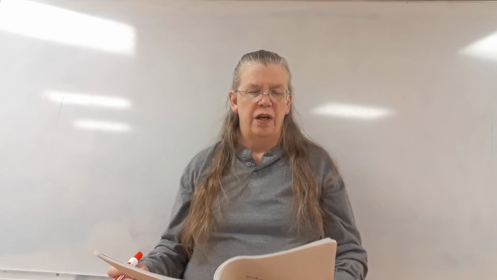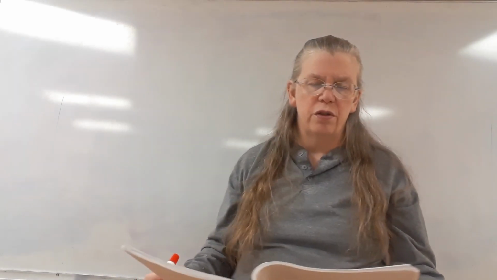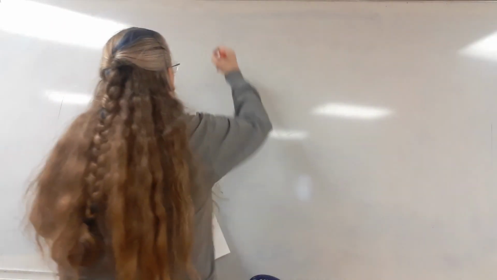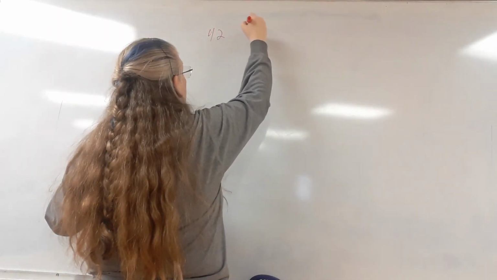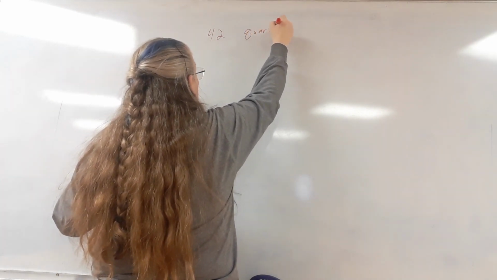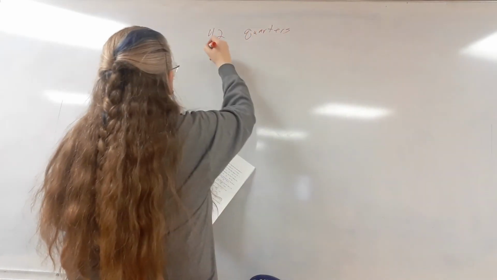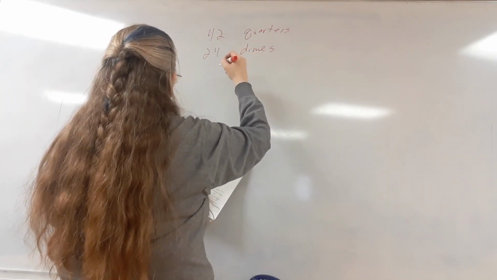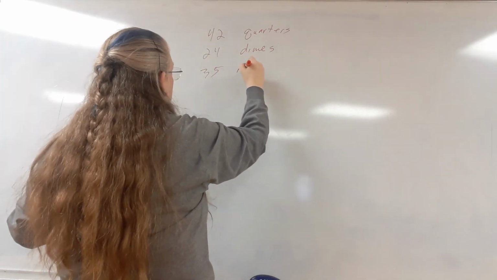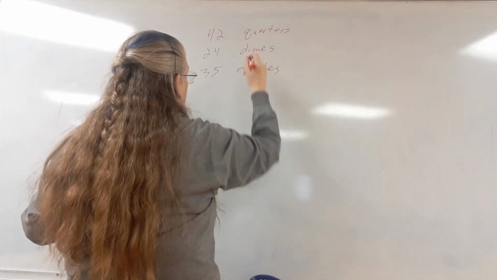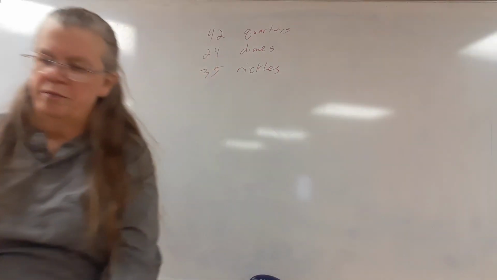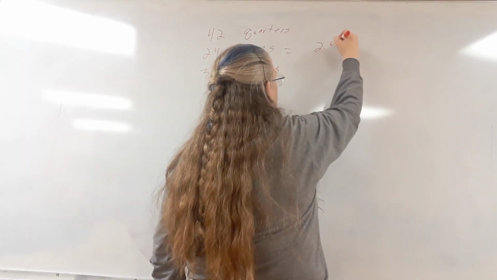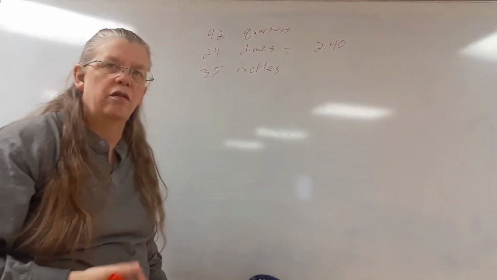M1, number 2. If a piggy bank contains 42 quarters, 24 dimes, and 35 nickels, how much is in the pig? Okay. 42 quarters, 24 dimes, and 35 nickels. Well, dimes is easy. Dimes is 10 cents, so that's $2.40. Done. All right.